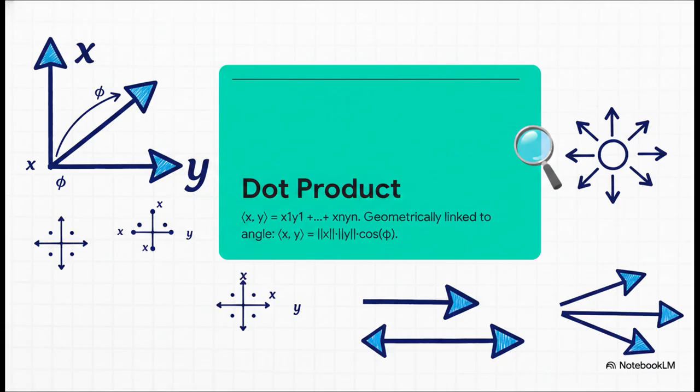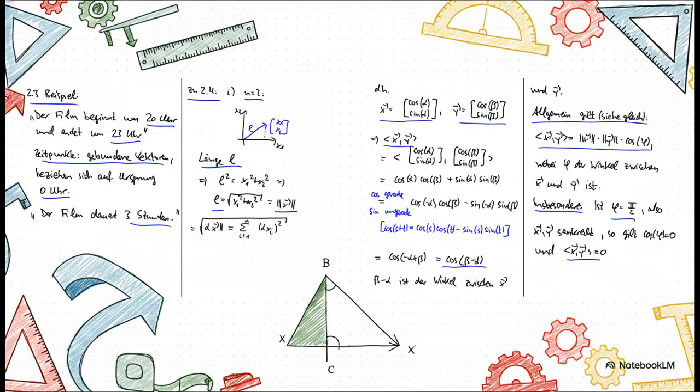But the real magic? That's in the geometric equation. The dot product is exactly equal to the norm of the first vector times the norm of the second vector multiplied by the cosine of the angle between them, which we call phi. This single equation mathematically reveals exactly how two interacting forces push or pull against each other. Viewing these professors' notes side by side absolutely nails it.